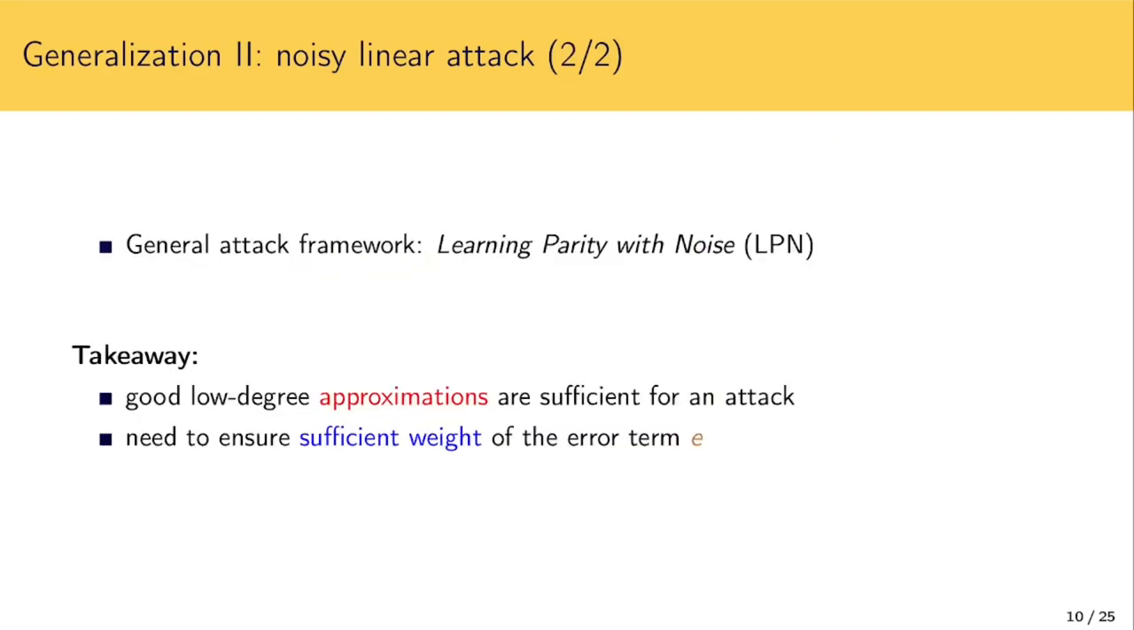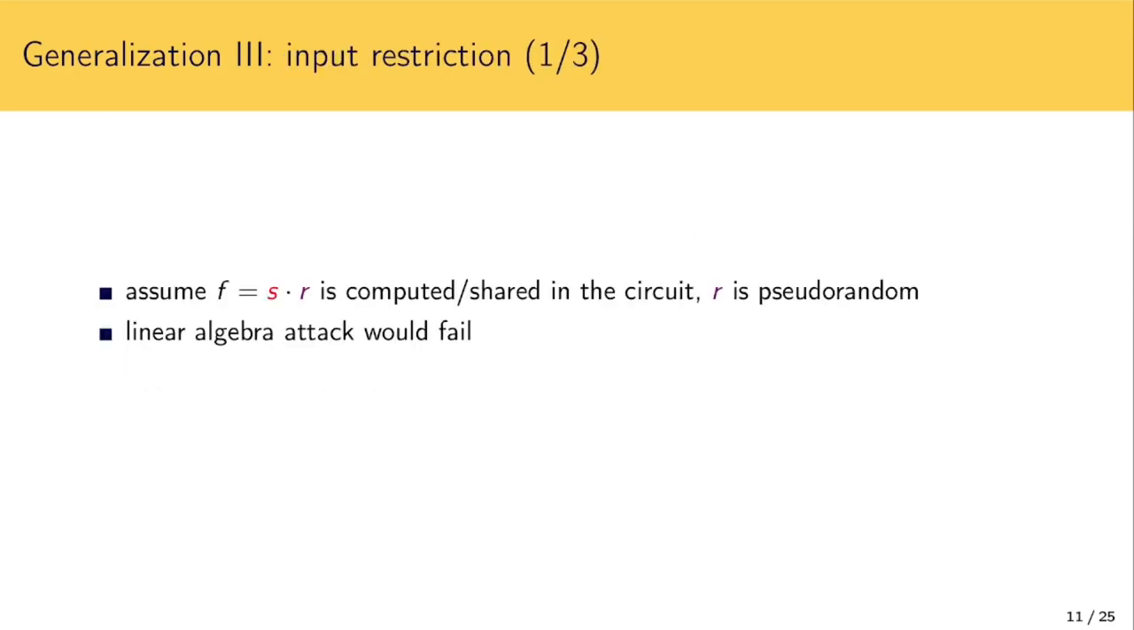The problem described is an instance of the so-called learning parity with noise, or LPN, problem. And there are more advanced attack techniques than just waiting for a system without errors. The takeaway is that good low-degree approximations of the sensitive function are sufficient for attacks, so that a designer must ensure a sufficient weight of the error for all computable expressions. The third generalization highlights the role of the sensitive value and its relation to the input in the protection. Assume that an implementation computes a function f, which is a product of the sensitive function s and some pseudo-random unpredictable function r. The basic linear algebraic attack would fail, because when s equals 1, the function equals a random value, which is hard to predict. And this happens half of the time.